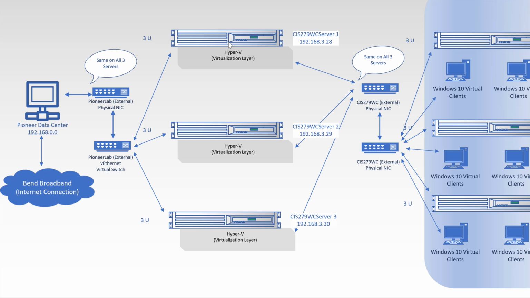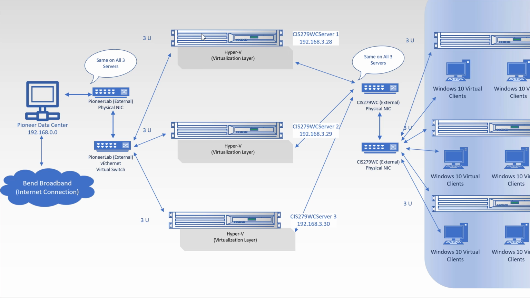But basically, we have a Dell 1950 with 32 gigs of RAM. Same thing here, 1950, 32. Here, 1950 with 24, so I'll put fewer clients on there. These are physical servers that sit in the Pioneer data center, okay?